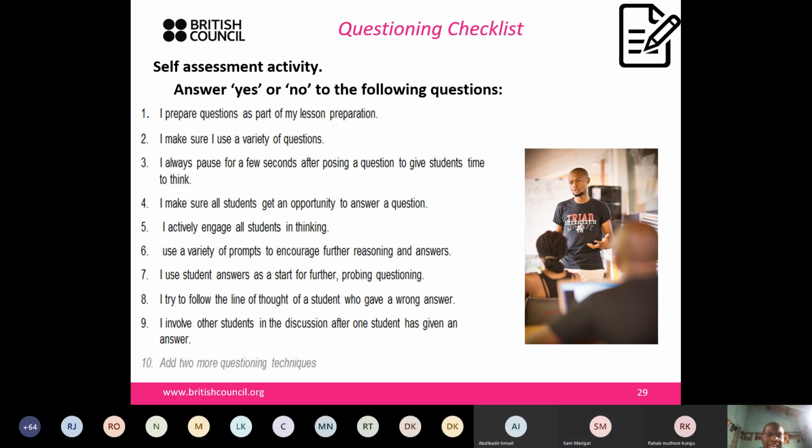Number one, I prepare questions as part of my lesson preparation. Do you do that? As you are preparing your lesson, do you write the questions you'll ask in the class? Or do you think of the questions while in your class? So go through them 1 to 10 and write how many you have said yes and how many you have said no, and post them here. We are showing 10 activities which you do. The 10th one you add your own.